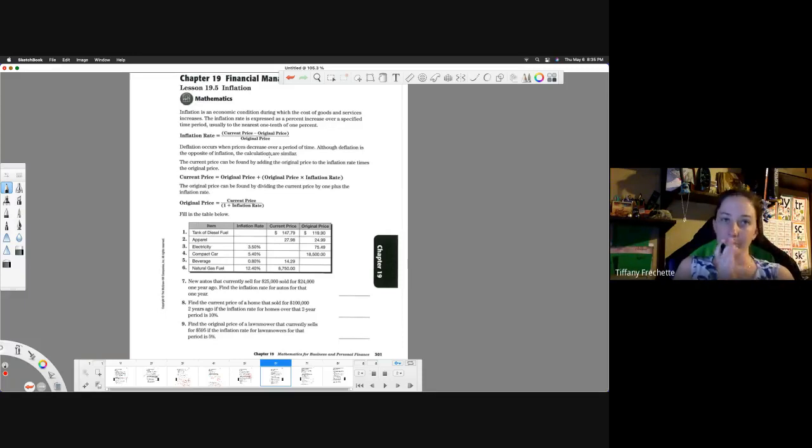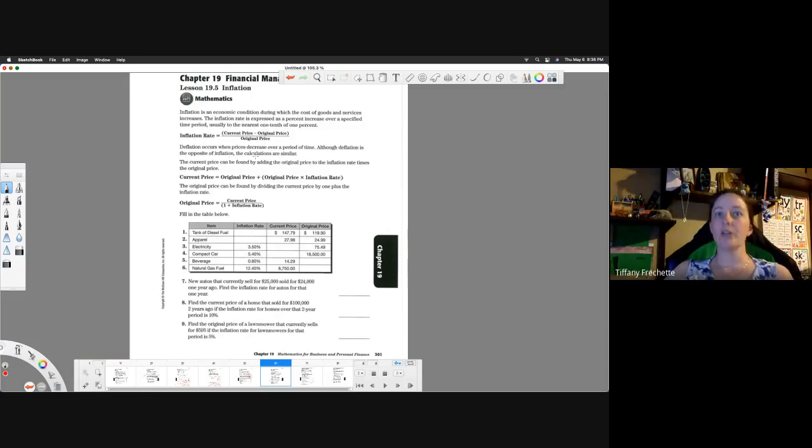Okay, so let's go ahead and read the little summaries they give us here. Inflation is an economic condition during which the cost of goods and services increases. The inflation rate is expressed as a percentage increase over a specified time period, usually to the nearest 1/10%. Inflation rate equals current price minus original price divided by original price. So that's pretty straightforward. That's not too terribly bad.